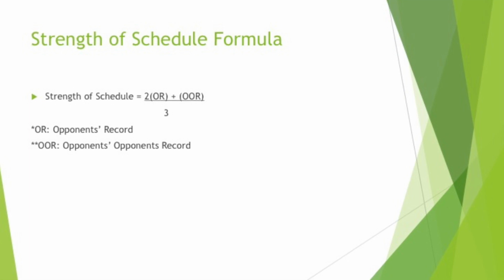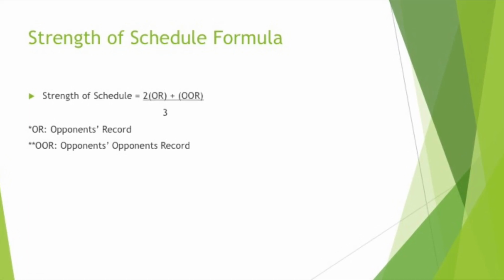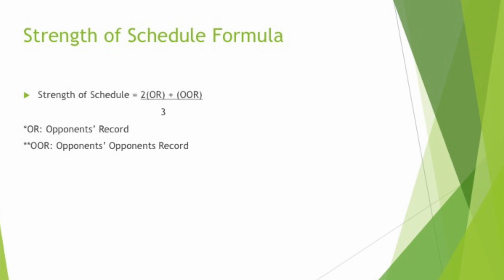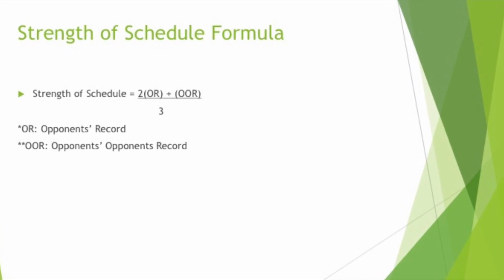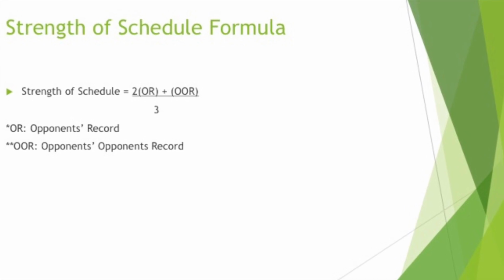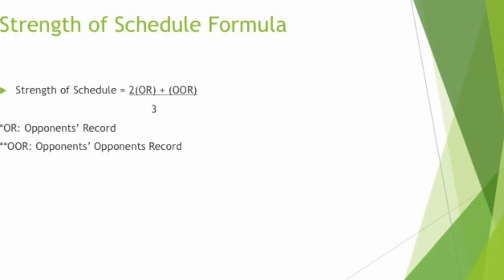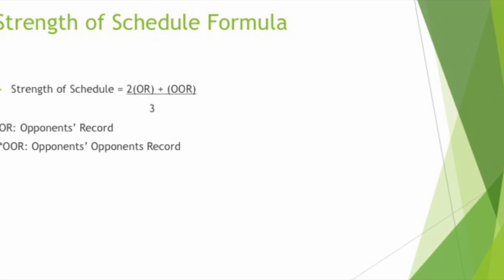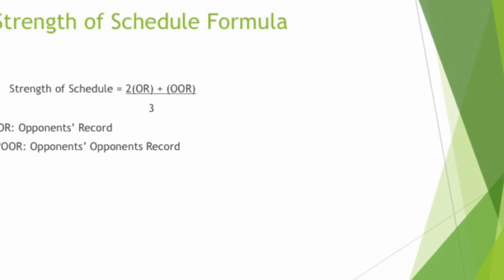All right, so now we're about to math it up. To calculate strength of schedule, you're going to take your opponent's record, OR, multiply that by 2, and add your opponent's opponent's record, and take that total and divide it by 3. And that's going to give us our strength of schedule.